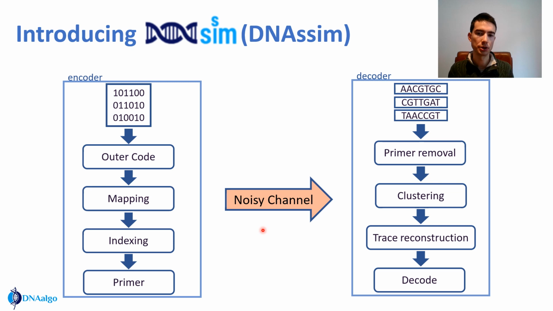Then there is the application of noise introduced by the fact that information is stored into DNA strands that must be read when needed. And then we come to the decoding part. So here the previous operations are reversed. So we start from nucleobases. We remove primers. We perform some operations called clustering and trace reconstruction, which allows for an improvement in the quality of readings of our DNA strands. And we finally decode information with the ECC structure.